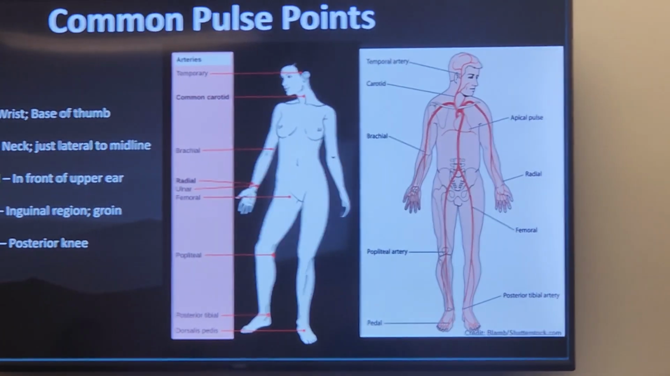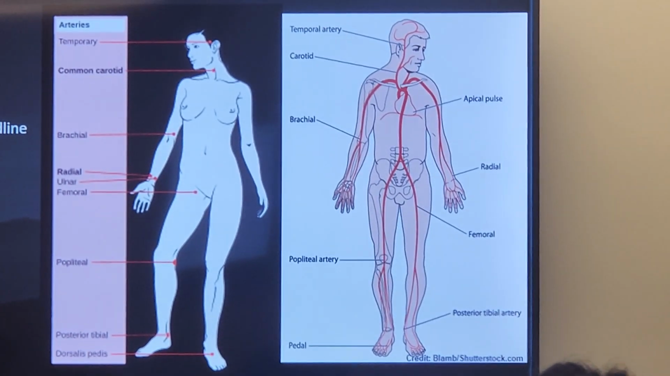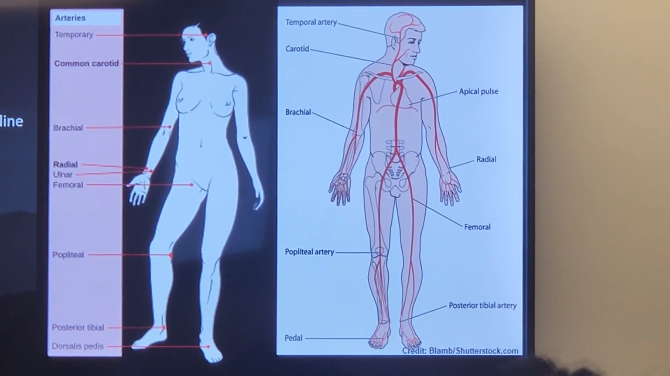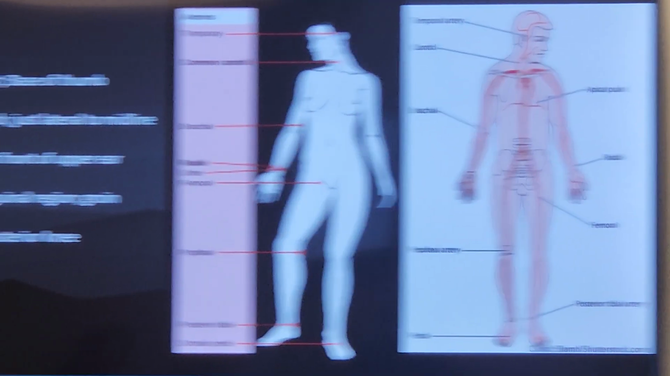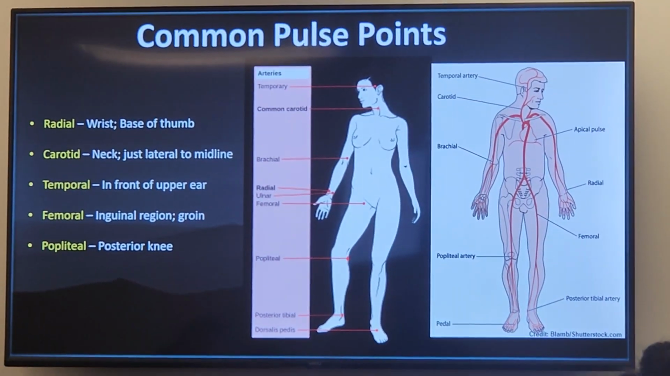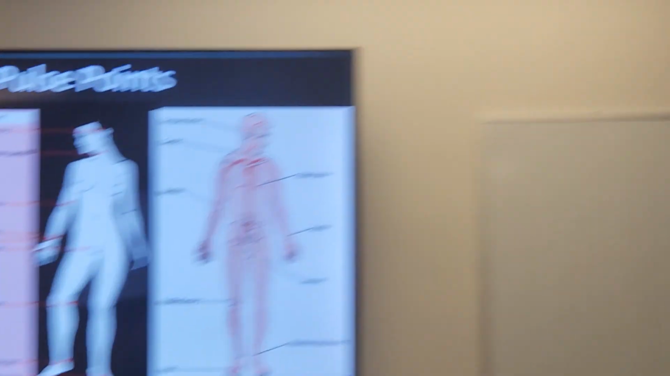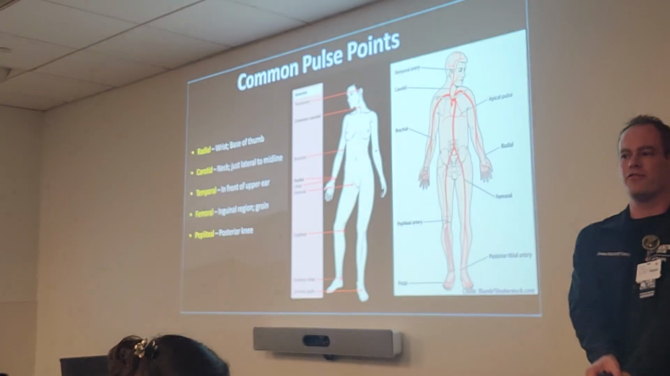The carotid at the neck. That's what you always see on TV, in the movies, and in the trauma room. Carotids at your neck, just like on the midline. But just because that's the most common one used does not mean we cannot use the other ones as well. We have the radial, at the wrist and base of the thumb, and you can feel that yourself.